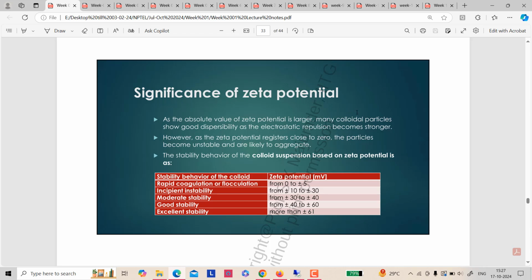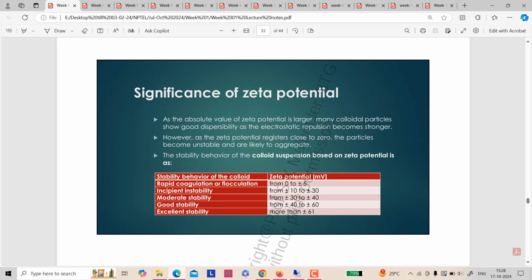Now what is the significance of zeta potential? As the absolute value of zeta potential is larger, many colloidal particles show good dispersibility as the electrostatic repulsion becomes larger. Every particle has some kind of charge on its surface. When these charges are very high, plus minus 61, that means above 60, they are excellent stable. That means they are stable forever.